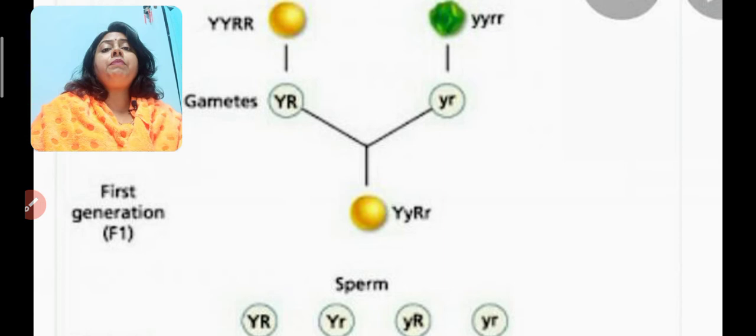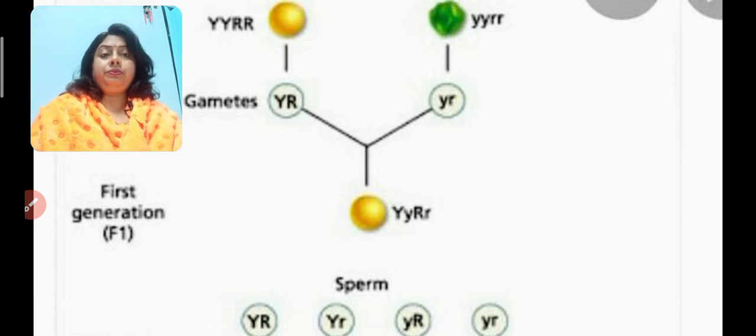The genotypic combination would be capital Y, small y, and capital R, small r. And what would be the phenotype of the F1 generation? All the seeds will be yellow and round, as depicted in the picture. So, in the F1 generation, all the seeds would be yellow and round.